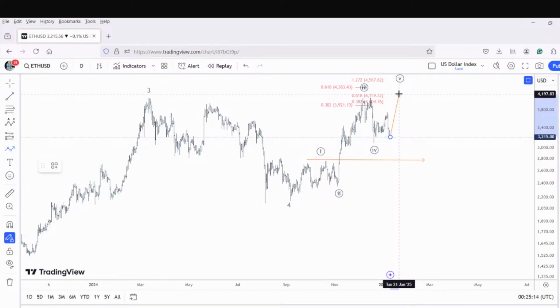Wave 3 again should unfold in 3 waves, back wave 4 in 3 waves, and wave 5 in 3 waves. This should be the ideal path taken already. So please remain on the long side with the stop just around the 3000 mark.